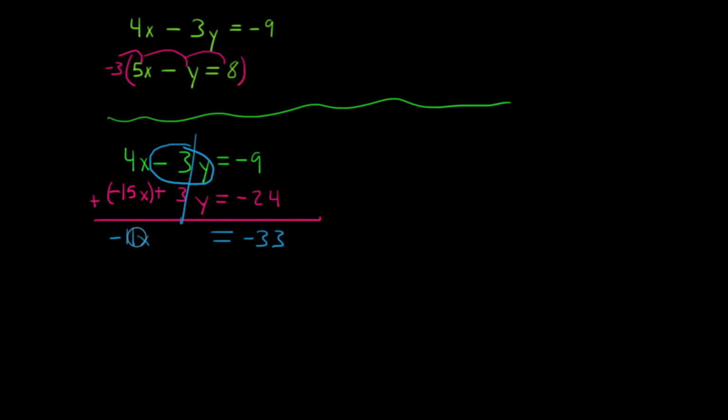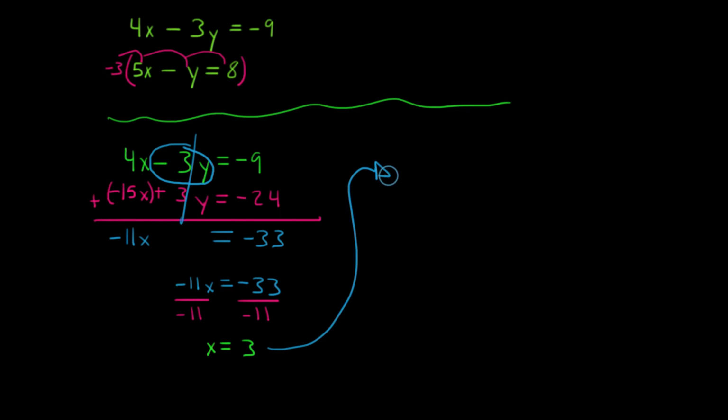So if you want to, you could rewrite this below so it's a little bit neater. So you'd have negative 11x equal to negative 33. And I'm going to divide both sides by negative 11. I'm left with x is equal to positive 3. I'm going to substitute positive 3 back into one of the original equations. I'll use this second equation here. And I'm actually just going to draw an arrow. I'm going to do that work right over here.